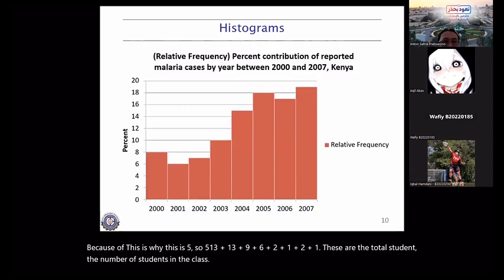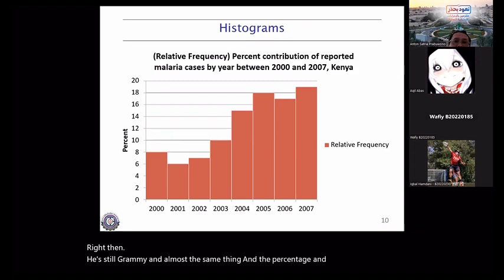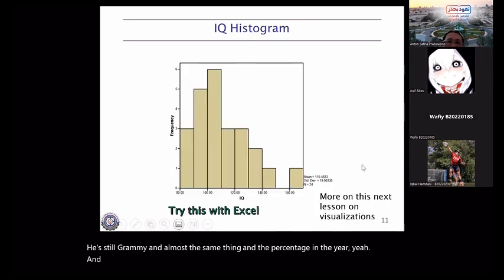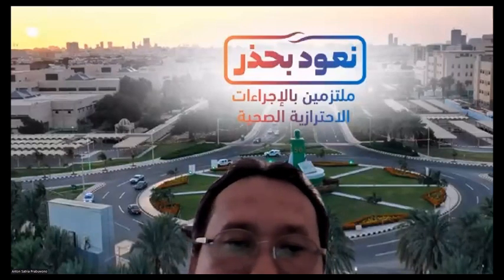And then the histogram is almost the same thing, the percentage and the year. And then this is the IQ histogram. So based on that, you can create the histogram by using Excel. By using Excel, you can create the histogram.